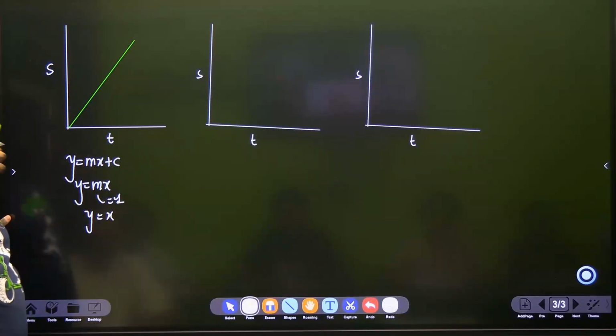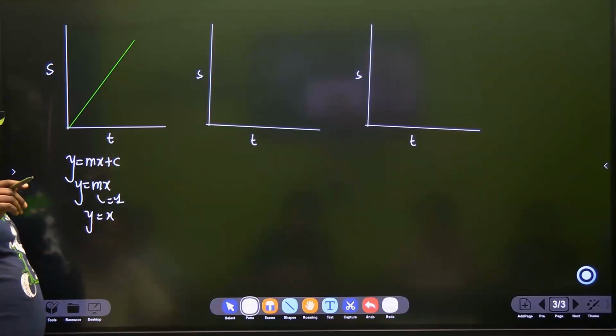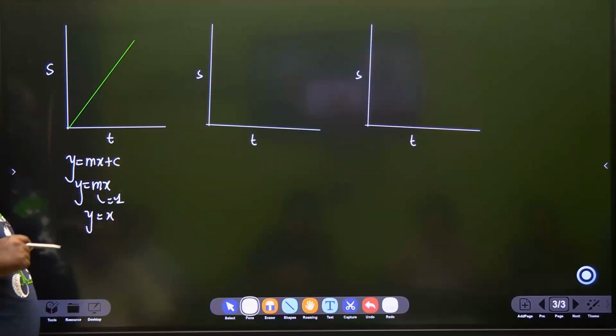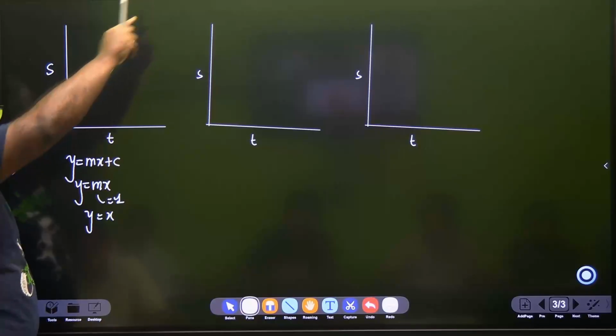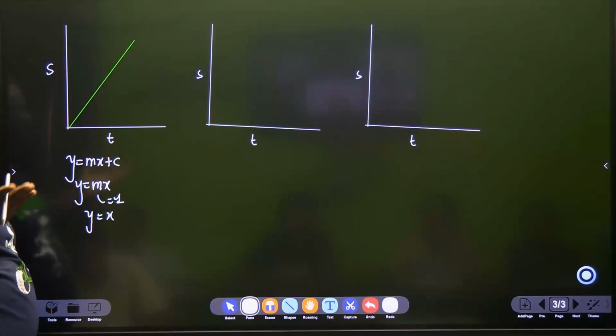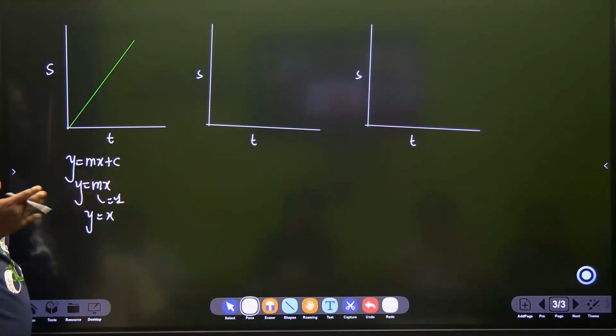You ask yourself a question. When the journey started, we are measuring your displacement as 0 when time was 0. You are not like a tortoise that you were parked here and from here you started. So it doesn't have a y-intercept. Uniform motion. मजा आ रहा है? समझ में आया?